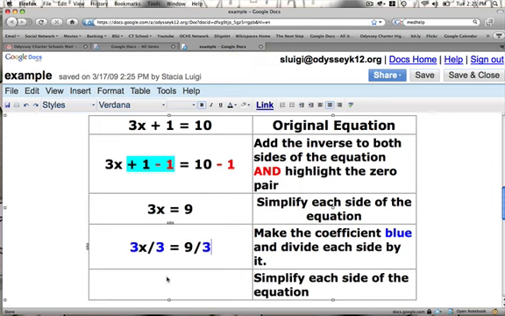Come down to the very last step of the equation, and once again it instructs me to simplify each side. We know that 3 divided by 3 is positive 1. You still have the letter x there, so I have a positive 1x, and that's how I write positive 1x, equals 9 divided by 3 is 3. And there's my final answer. X is equal to 3.